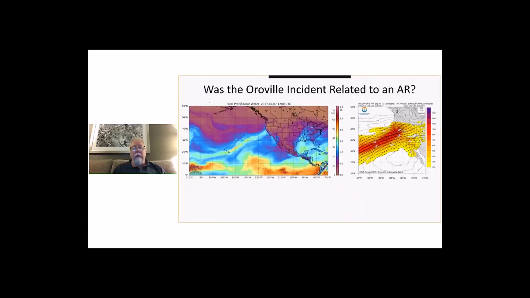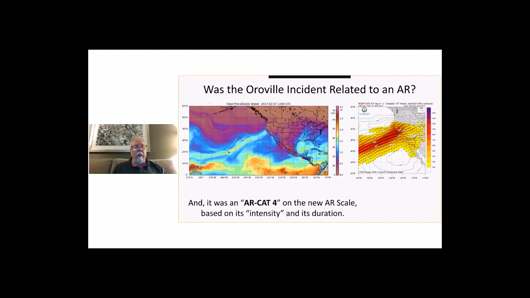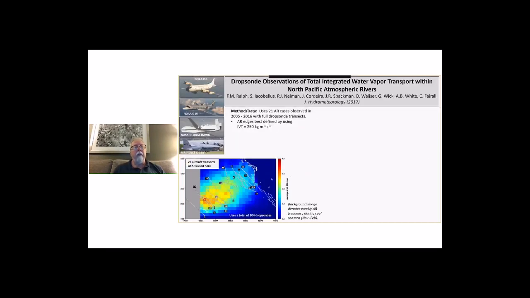One of the key events we've had recently, the one that hit Oroville, was in fact an atmospheric river. On the left, you see the integrated water vapor image of that, and on the right, the integrated vapor transport image. As I'll come to at the end, we're developing a scale for ARs, and this would be what we call an AR Cat 4 on this new scale, and it would be of extreme intensity. I'll give you more information on those scales at the end.